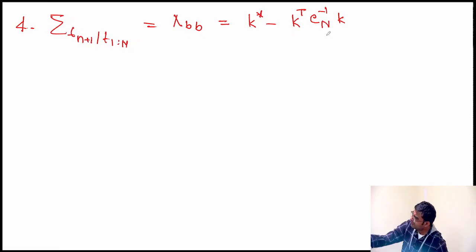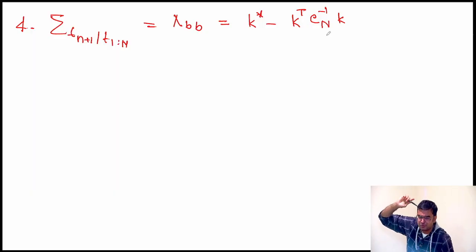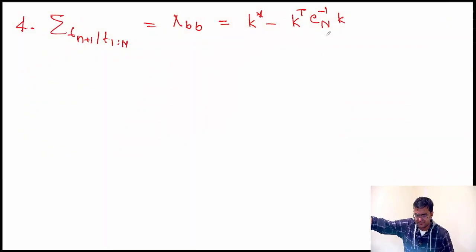Now, how do I know this is correct? How do I check whether it is correct or not? Look at the dimension. I know lambda BB should be a 1 cross 1, because it is for T n plus 1. K star is 1. K transpose is 1 cross n. n cross n, n cross 1, I will get 1 cross 1 dimensional matching. So 99.99% this is correct.